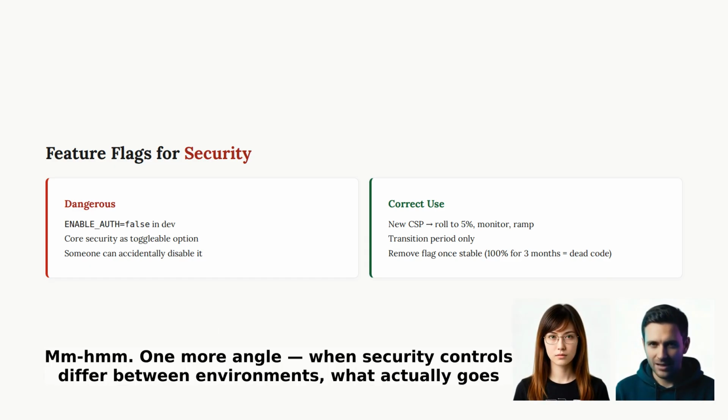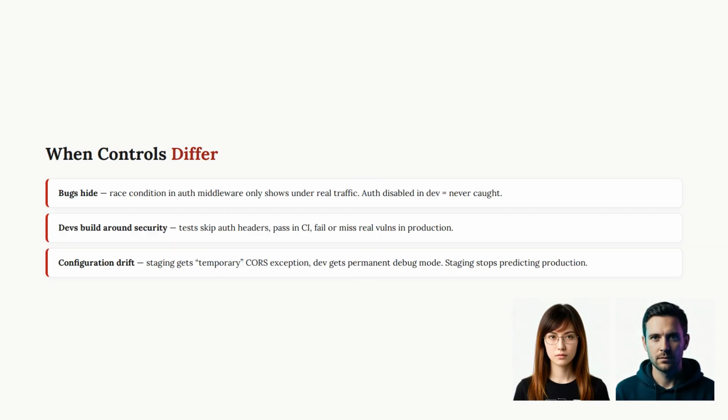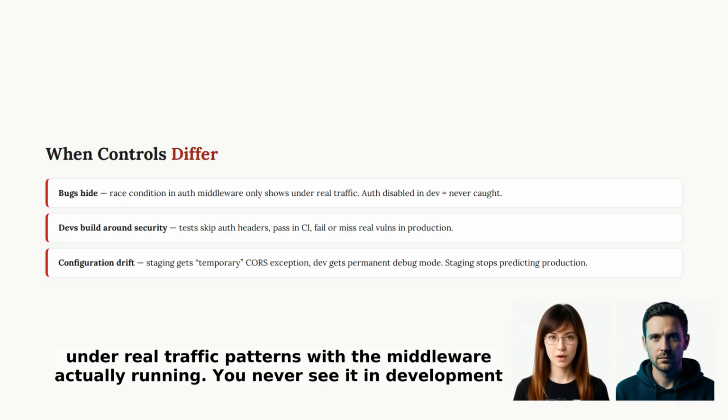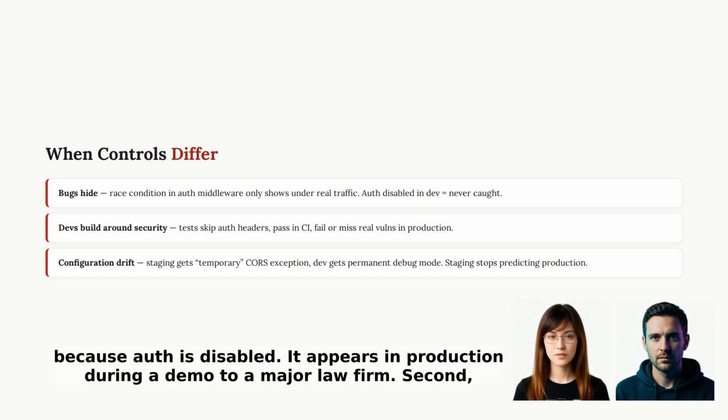One more angle. When security controls differ between environments, what actually goes wrong? 3 things. First, bugs hide. A race condition in your authentication middleware only manifests under real traffic patterns, with the middleware actually running. You never see it in development because auth is disabled. It appears in production during a demo to a major law firm.